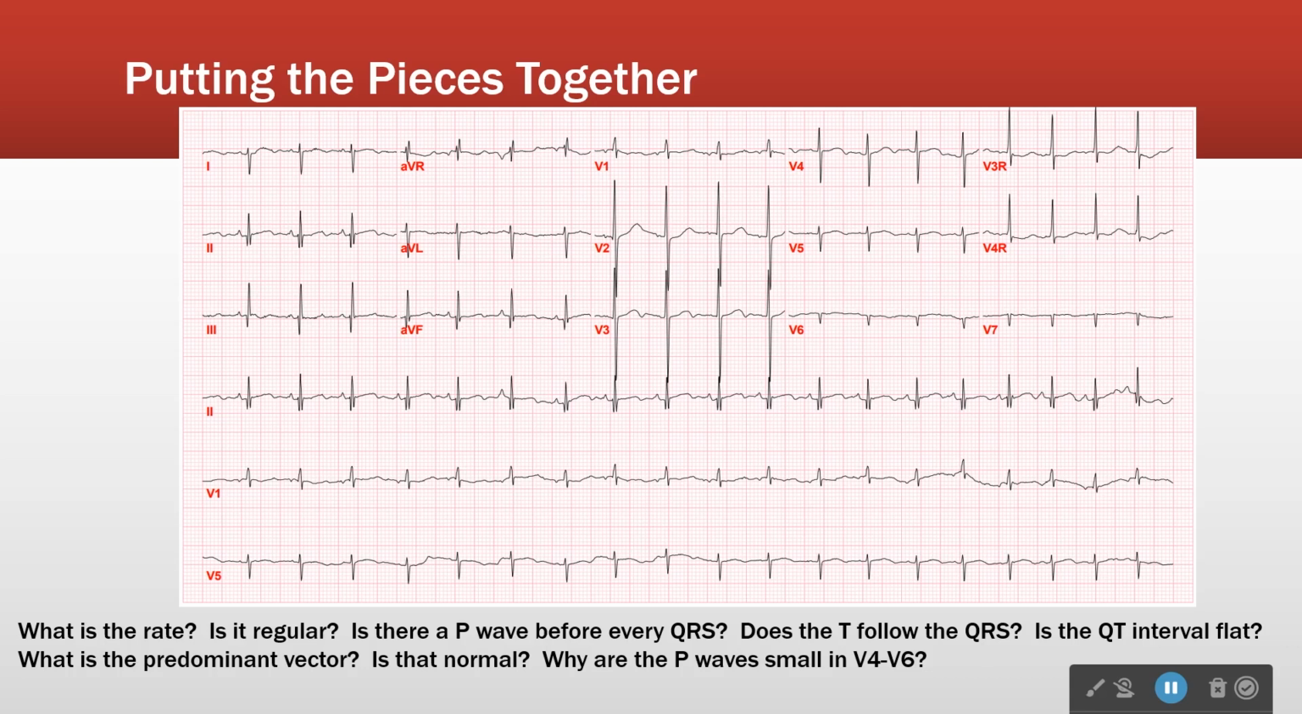P waves. Okay, so our QRS is narrow, our QT interval is flat. We have a P wave before every QRS, our rate is normal, our rhythm is normal. So what do we think of this EKG? Right, normal EKG. So when we talk about that, we use the phrase normal sinus rhythm. That means that the heart is contracting and depolarizing and repolarizing like it should, and that the SA node is in charge. So this would be a classic example of that.